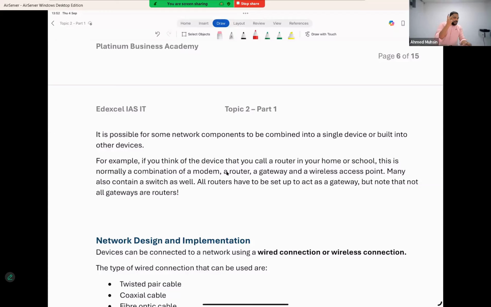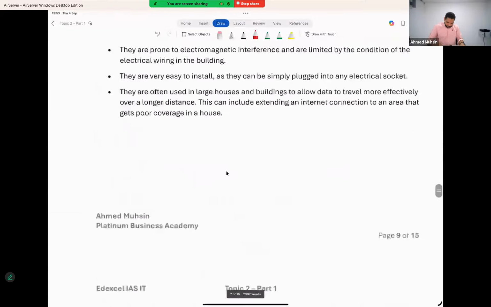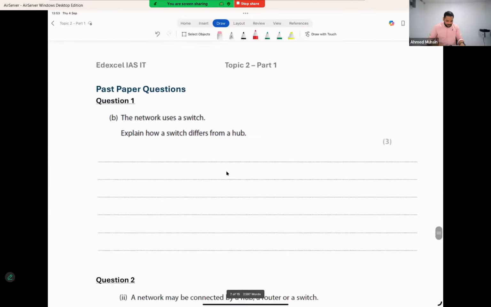Sounds good. Can we do at least 2 or 3 past paper questions, guys, before we go away from here? Shall we have a look at topic 1, part 3? Or do we have anything over here? Okay, can we do question 1, everybody?